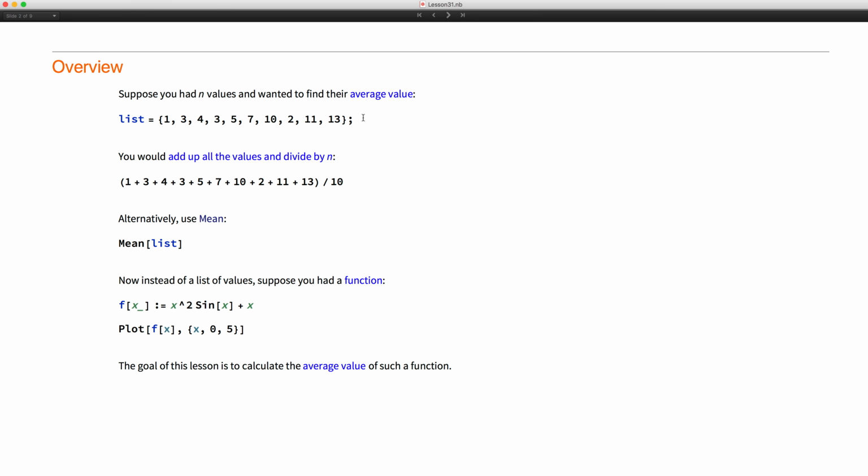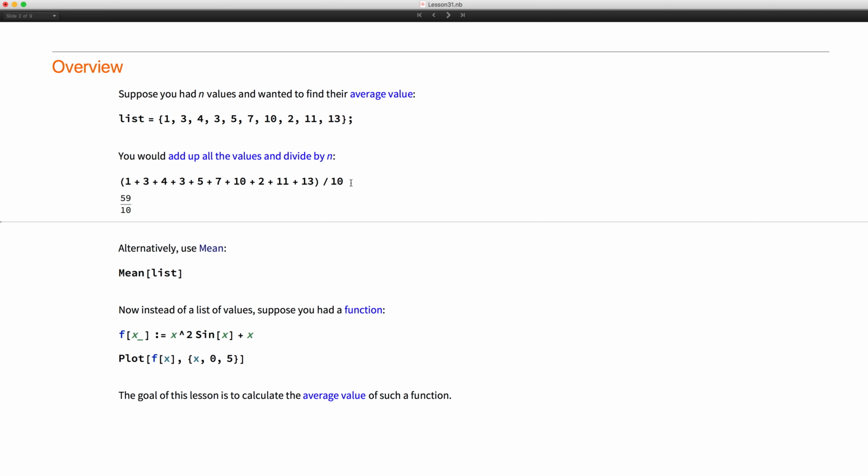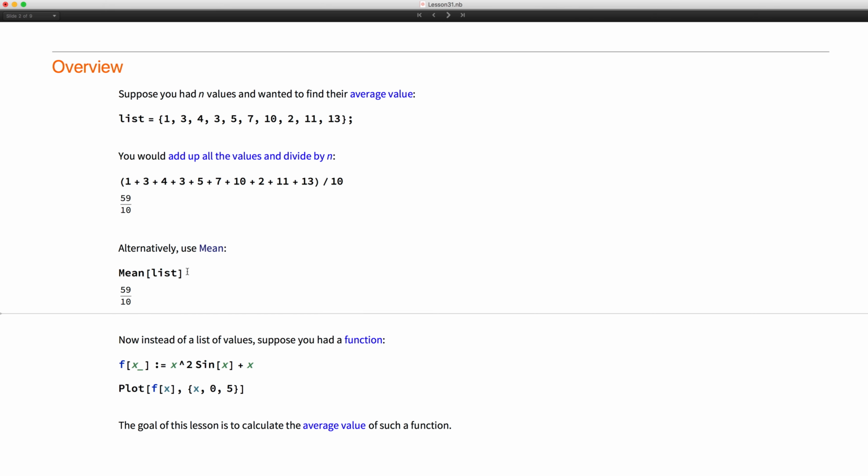So let's say you have a list of numbers like over here, and you want to work out their average value. Of course, what you do is just add the numbers and then divide by the number of numbers, which is 10 in this case, and get back the answer. But we also have a function called Mean in the Wolfram Language, which does just the same thing for you, and you get back the same answer.